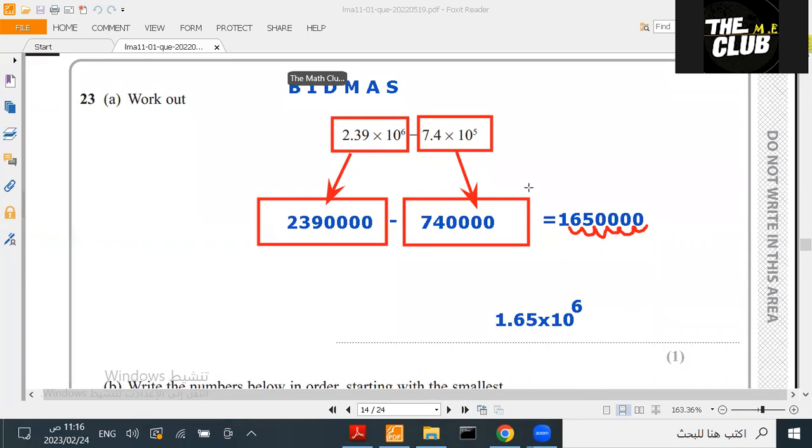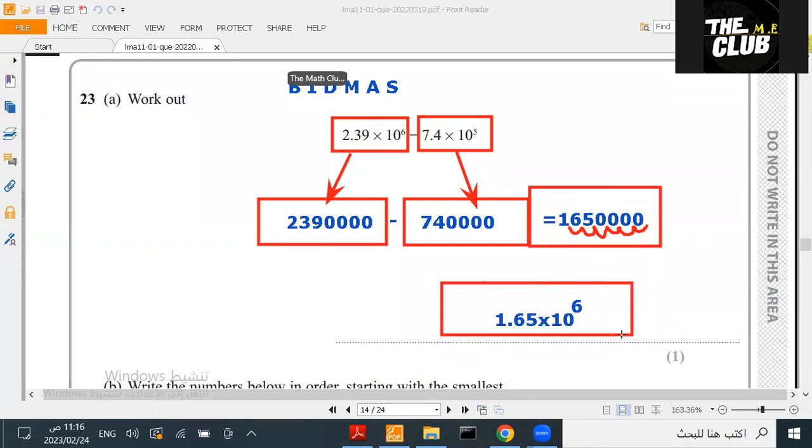So as I said, you can stop here. You can stop here or convert to standard form. Same idea with the work out. If he didn't tell you, it has to be in standard form. Now, this is the idea of question 23A. Let's move on to another question.